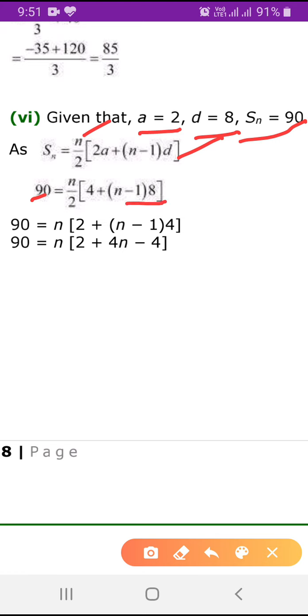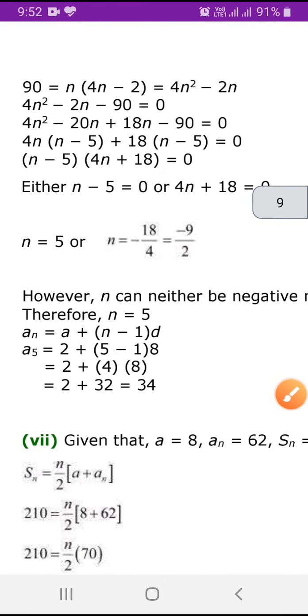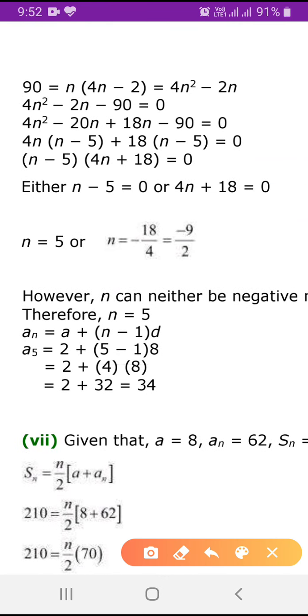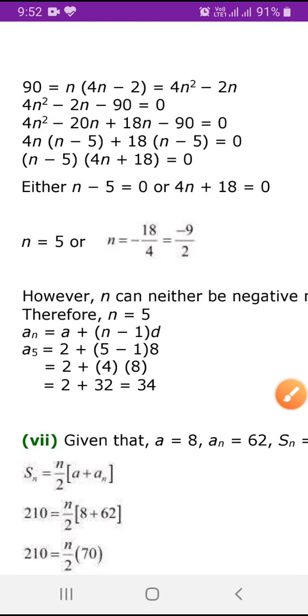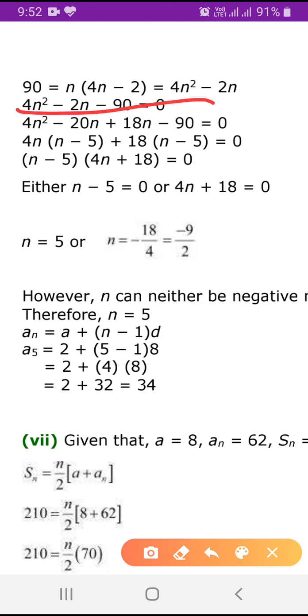And 90 equals n into, after taking 2 common, we get n into 2 plus n minus 1 into 4 and 2 into 4n minus 4. After solving, we get 90 equals n into 4n minus 2, 4n square minus 2n, and we get the quadratic equation 4n square minus 2n minus 90.